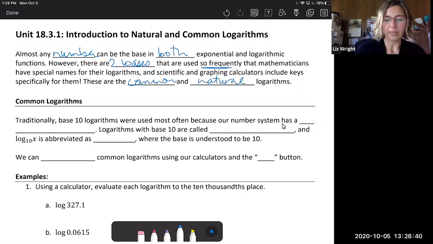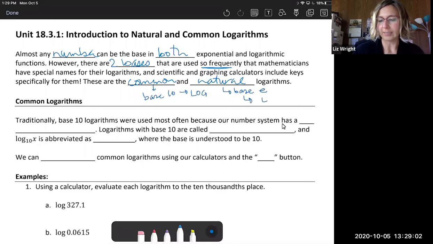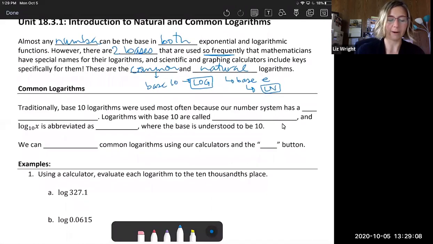We're getting ready to go talk about it, but just so you have a little brief overview here, the common log is going to be base 10. And it's the one on your calculator that just says log. And then the natural log is going to be base e, so Euler's number. And the button on your calculator says ln for natural log. That's just your little brief overview right there.